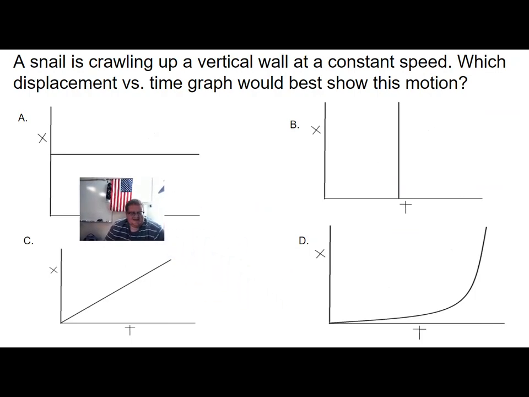C is the correct answer. And C is the correct answer because it just has a constant slope. Simple enough, right? We don't know what it is. We can't calculate because we don't have any numbers here, but that's okay. We know that it is a constant slope. It is a positive slope, so this will represent him going up the wall. So again, his displacement up the wall is increasing as time goes on until eventually, I guess, he gets to the top of the wall, hopefully.